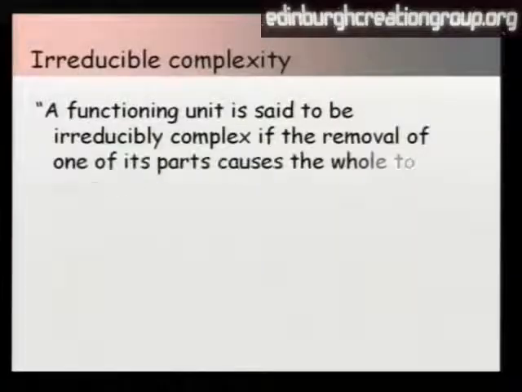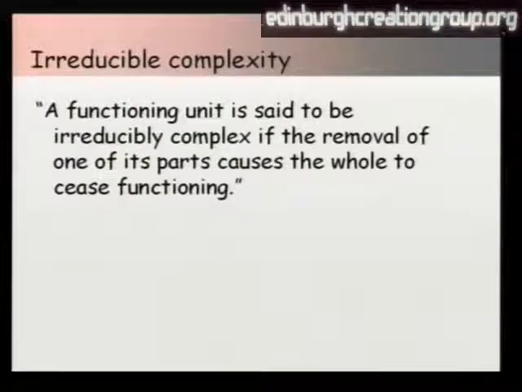So we're now moving into the idea of irreducible complexity. And the question I want to address here is, is the eye irreducibly complex? So a few definitions, and actually Richard Dawkins gives us a definition of irreducible complexity in his book. A functional unit is said to be irreducibly complex if the removal of one of its parts causes the whole to cease functioning. And that's quite a good definition. I don't have any problem with that.